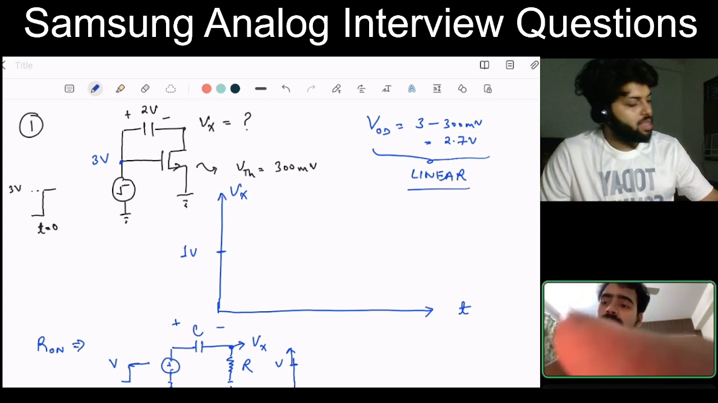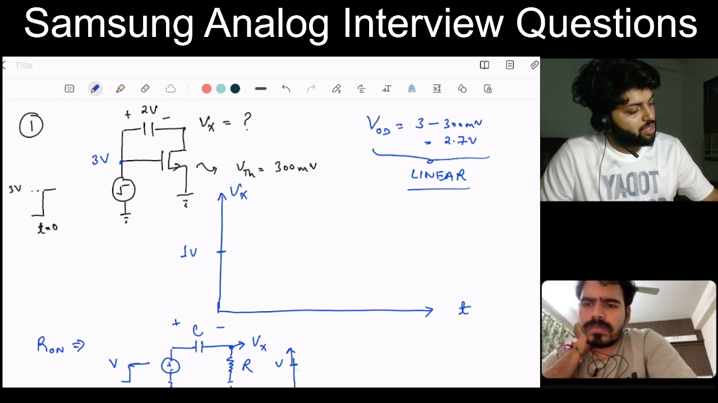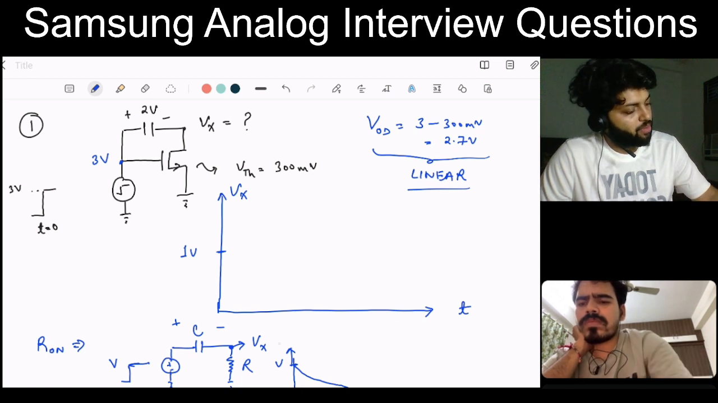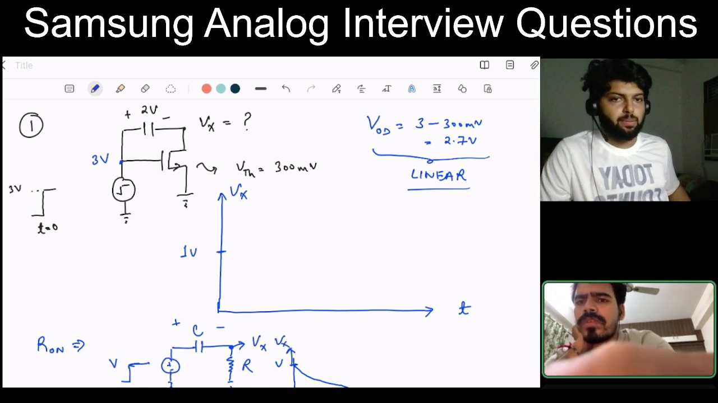The discharging will be the fastest at the initial point. Then it will take some time to reach the final value. So this will be the behavior of Vx.